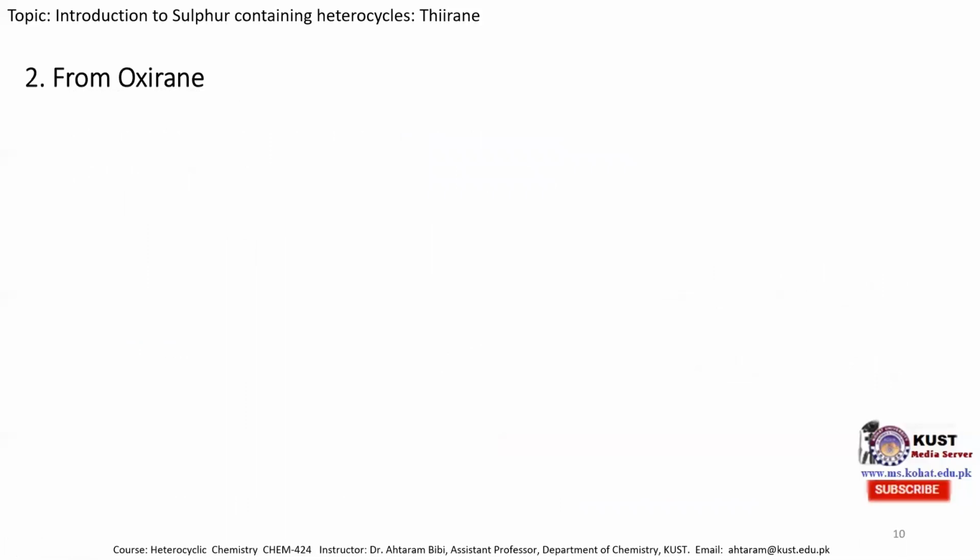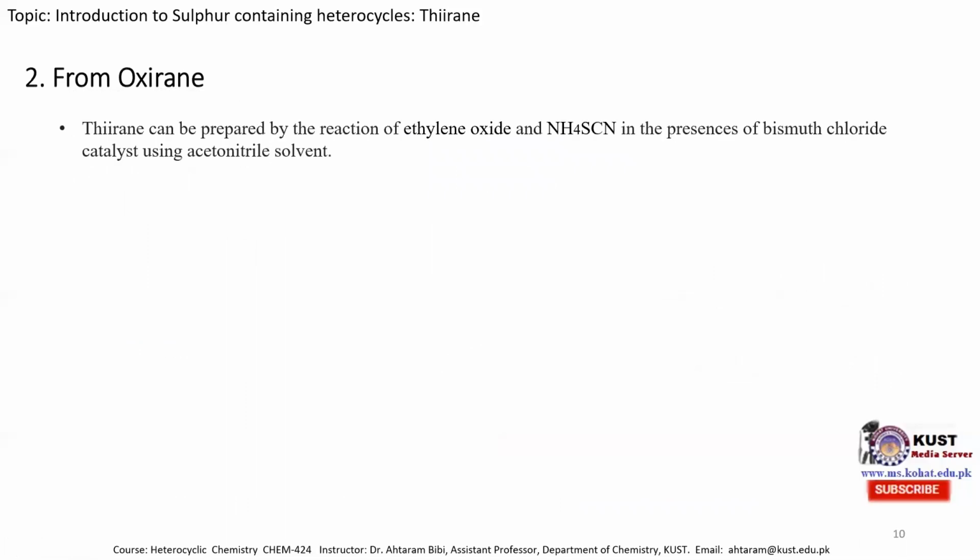Second one, we can also obtain the thiirane molecule from oxirane when the oxirane is treated with ammonium thiocyanate instead of potassium thiocyanate, in the presence of bismuth chloride catalyst and using acetonitrile solvent. So this is the epoxide molecule when it is treated with 10% bismuth chloride and ammonium thiocyanate using acetonitrile solvent at 85 degrees centigrade.